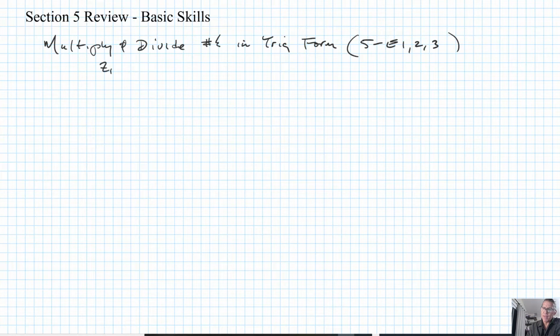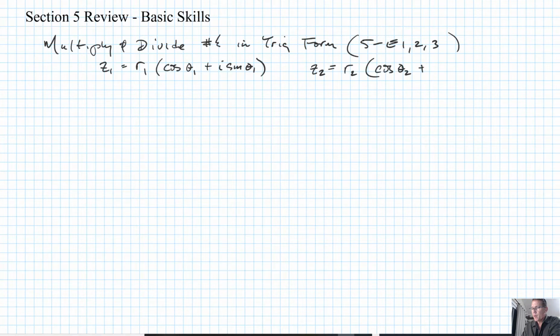Basically, if you take any two complex numbers, the first one is Z1 = R1, the first modulus, times cosine theta 1, which represents your polar angle, plus i times the sine of the first angle, theta 1. Your second complex number, Z2, has a different modulus, R2, times cosine of theta 2, a different polar angle, plus i times sine of theta 2. If you're given these two numbers in trig form, you should be able to multiply and divide them.